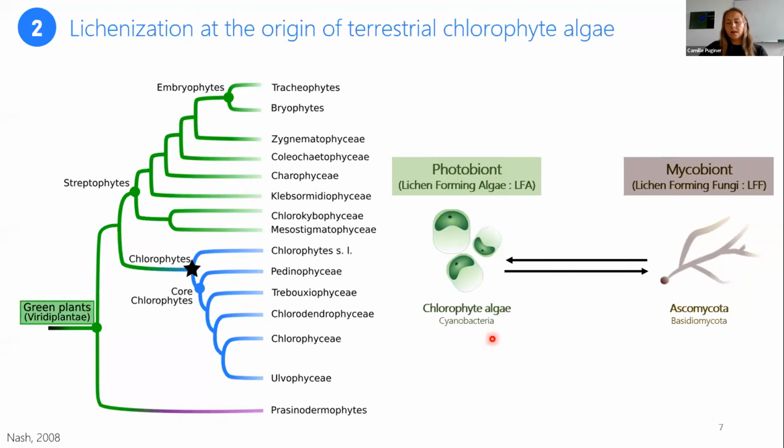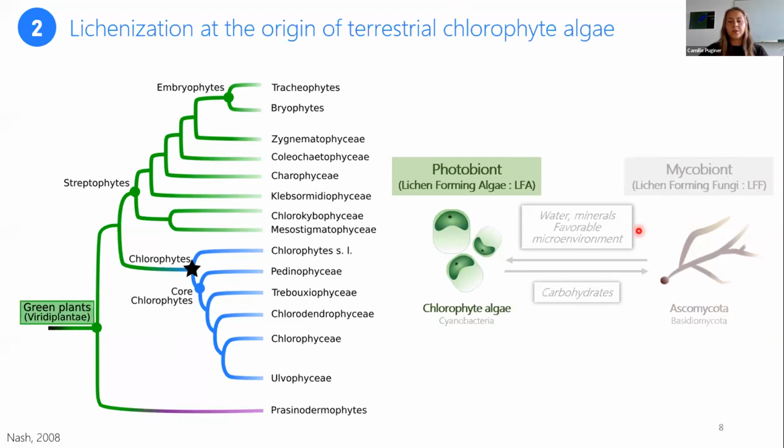In this symbiosis, exchanges are made between the partners of the interaction. The mycobiont is provided with carbohydrates, and the photobiont is provided with water and minerals. But the mycobiont is also responsible for the creation of a favorable microenvironment in which the photobiont is protected from desiccation and extreme solar radiation. So in the review, I decided to focus on the photobiont side, and more especially on green lineage organisms that are the chlorophyte algae.